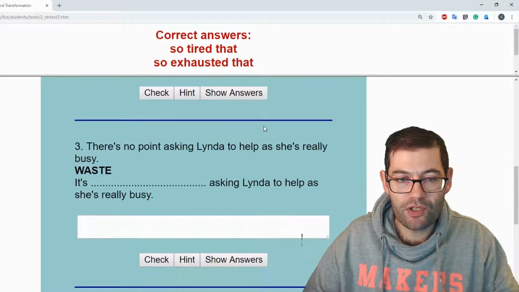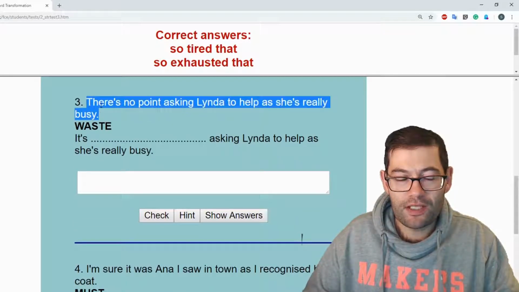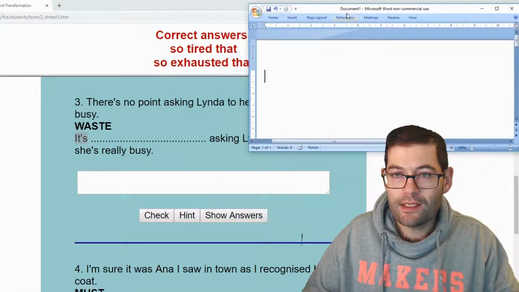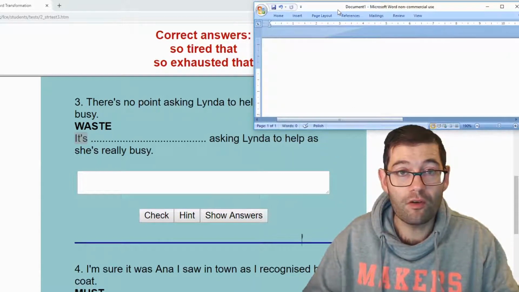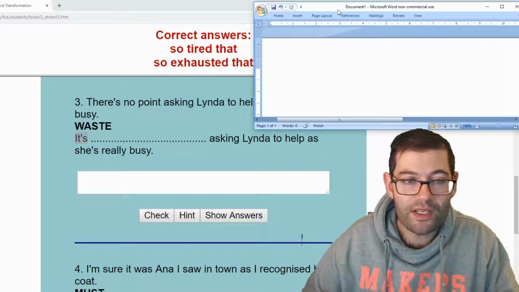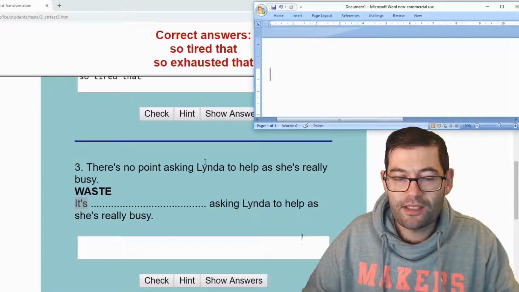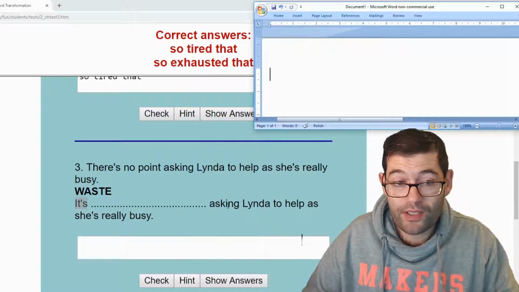Okay, let's have a look at question number 3. There's no point asking Linda to help as she's really busy. Now, a tip that might help you is what I sometimes do. It doesn't work for every single question, but sometimes it helps to focus on the correct, let's say, target language. And that is to identify the language that's both in the example sentence and in the question sentence.